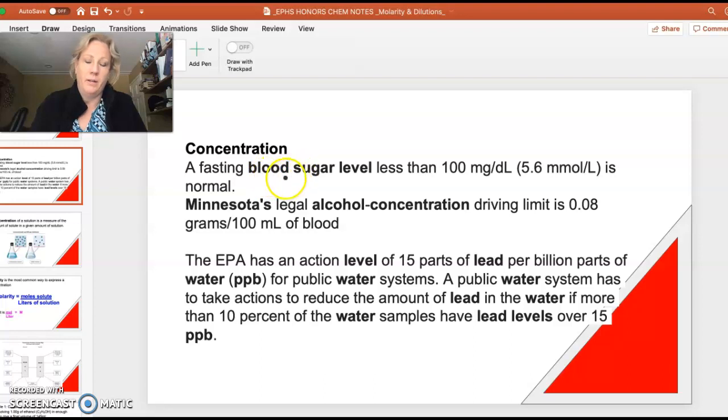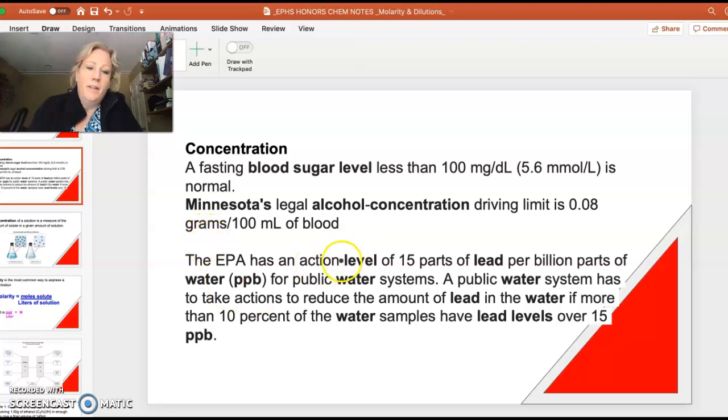For example, if you've ever had your fasting blood sugar drawn, which probably you guys haven't, but as you get older, you do. They're looking for a concentration of glucose in your blood of 100 milligrams per deciliter, or they even calculate it in, I think, millimoles per liter. And if it's above that, then it's not normal. And also, blood alcohol levels, those are concentrations, and they're in grams per 100 milliliters of blood.